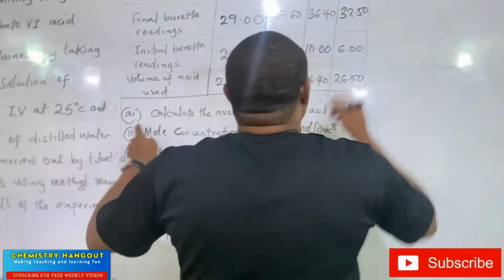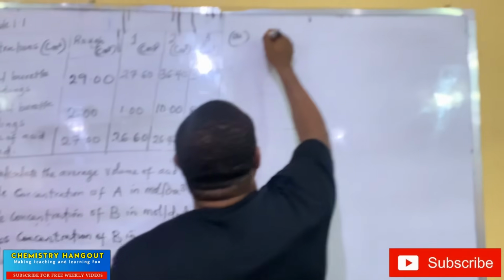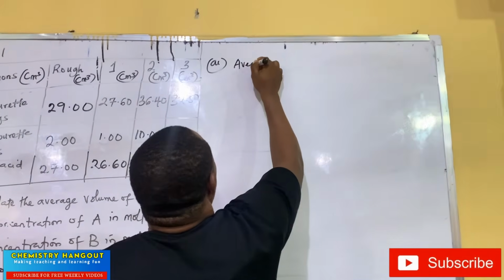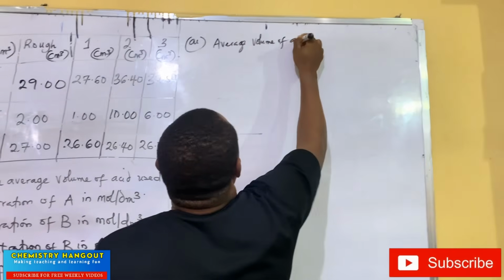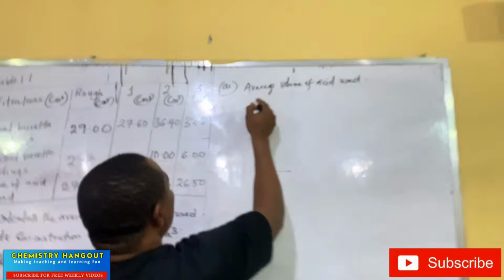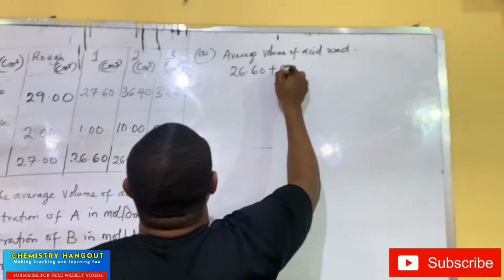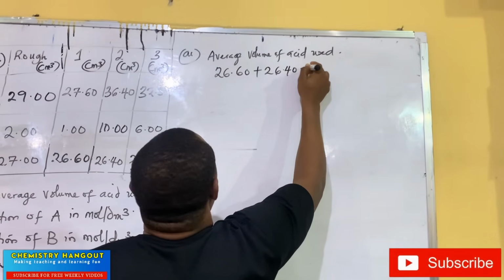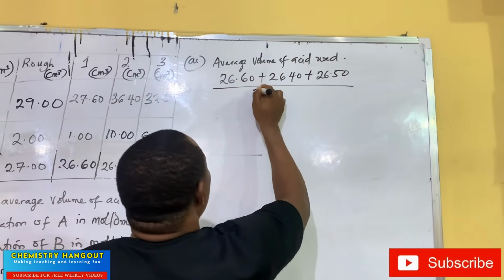Okay, so for this one now, our Roman figure 1, they say calculate the average volume of what? Of acid used. So I'm taking these 3: 26.60 plus 26.40 plus 26.50, divided by what? By 3.